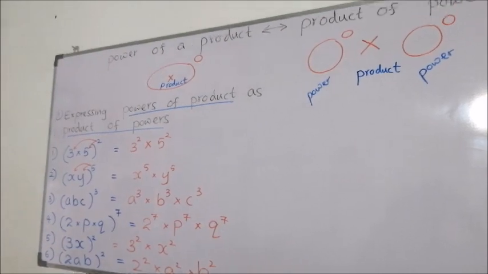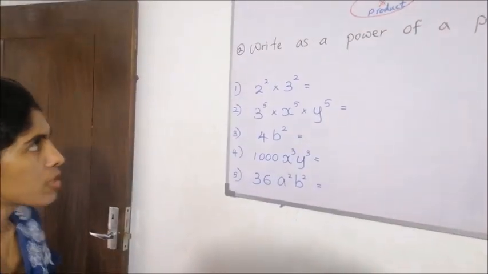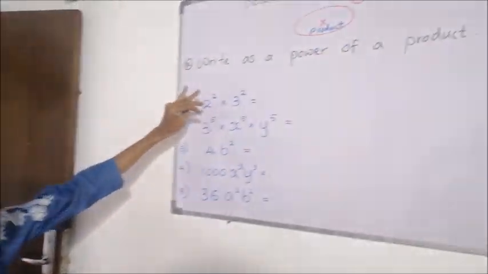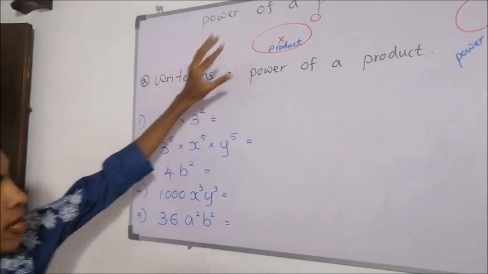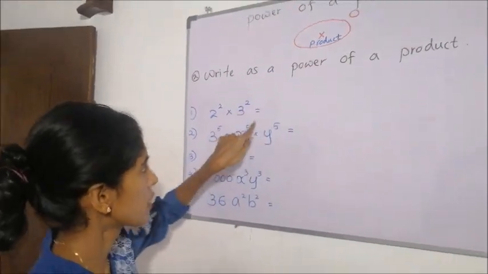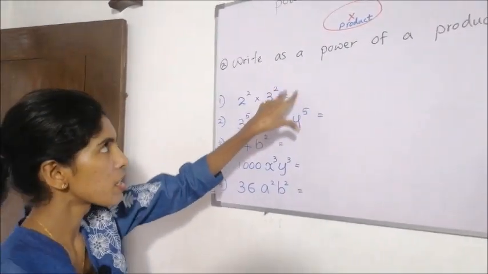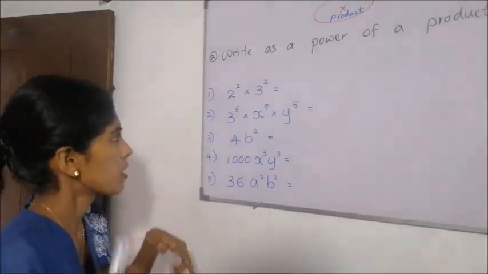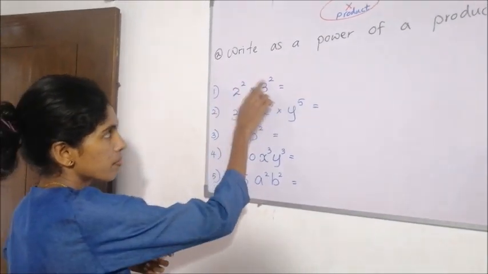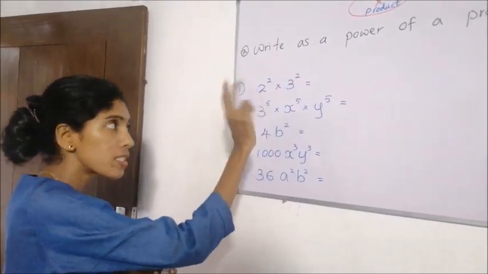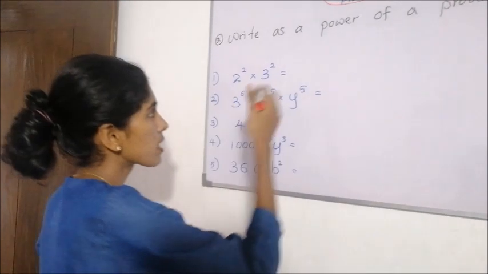Okay, children, we will write this as a power of a product. As a power of a product we will write. You are given a product of powers. Now we will write it as a power of a product. We can see that the index is the same here. Check whether the indices are the same, otherwise we cannot write like that.